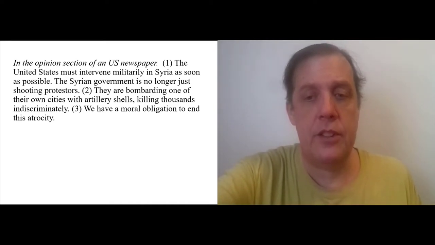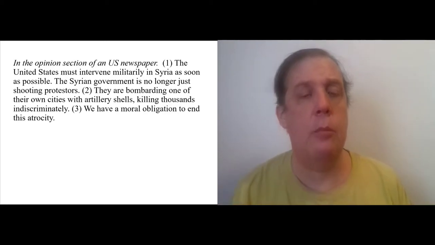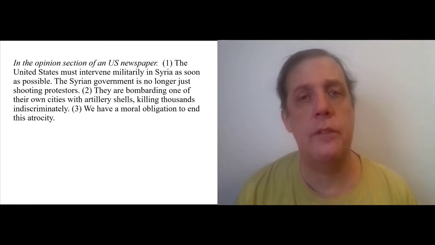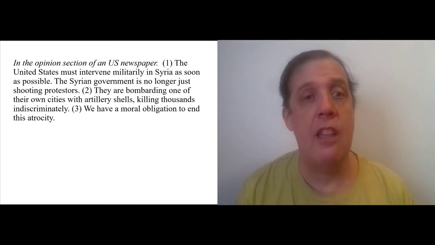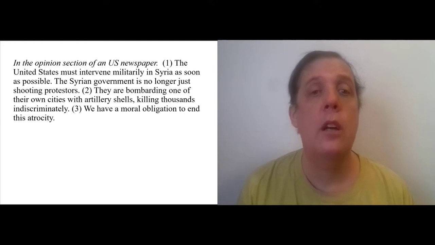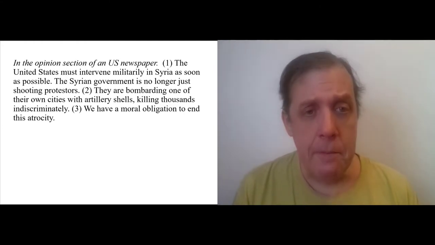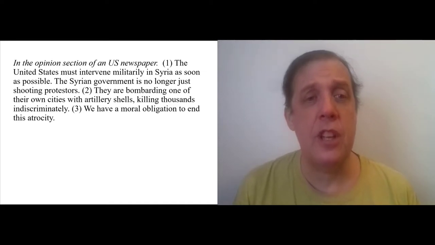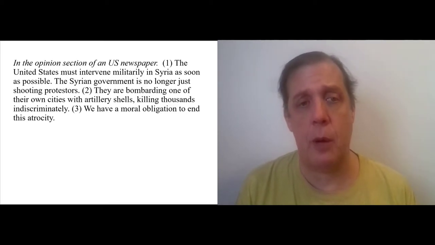So it's clear that this is an argument. There aren't any indicator words in it, but this person is trying to convince the audience that military intervention is necessary, and that is the statement in premise 1. In statement 1, statements 2 and 3 then are premises, and I left out the bit where it says the Syrian government is no longer just shooting protesters, because all that does is set up statement 2.